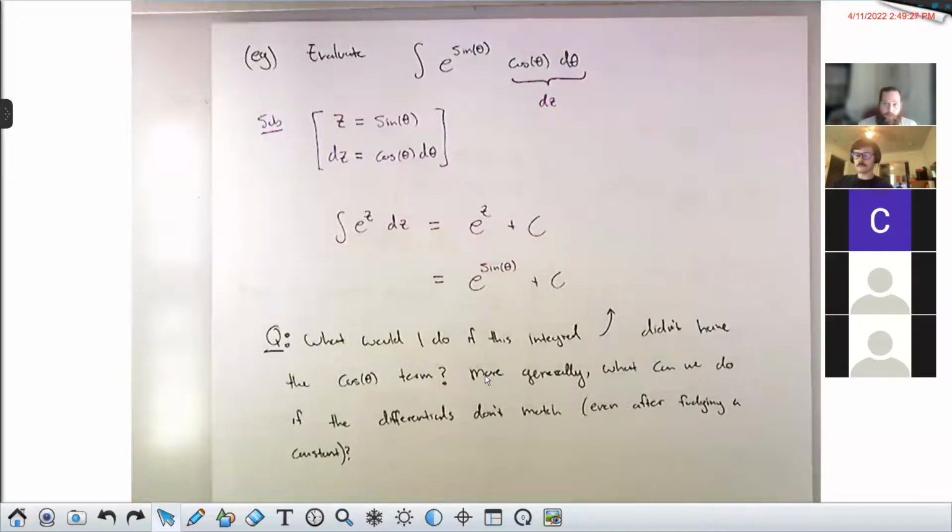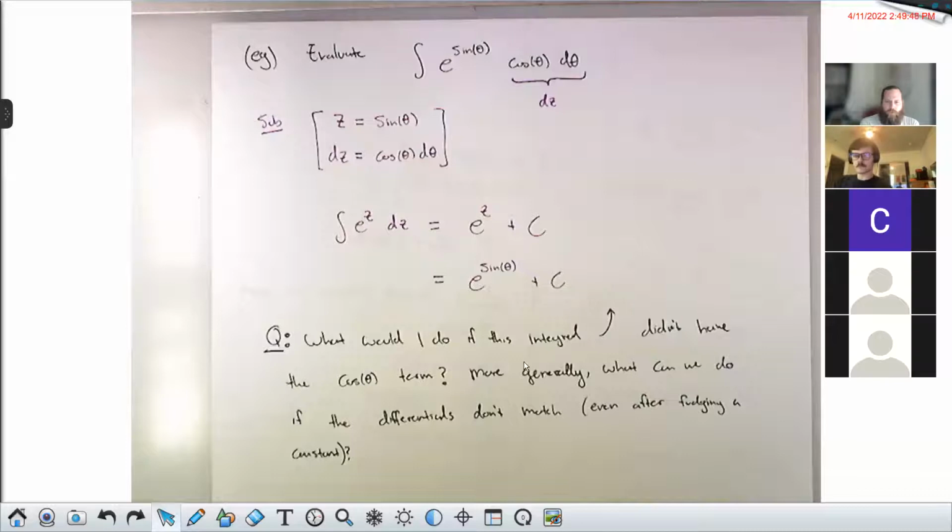I don't mind telling you that the answer to the first question is we wring our hands and walk away. Can't do it. Cannot do it in this class with the techniques we have. The integral of e to the sine theta d theta, without the cosine theta term, is beyond us at this point, and that's okay.